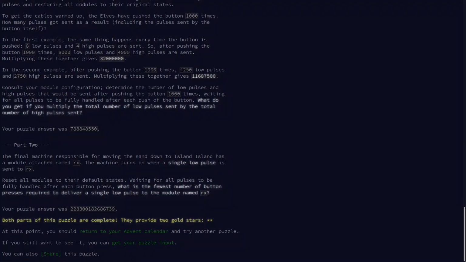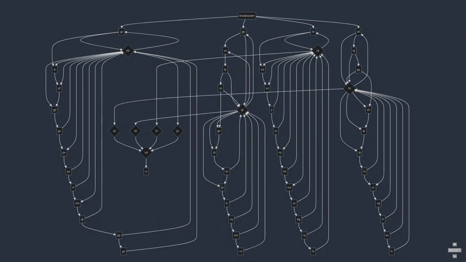Let's visualize the input so we can see if the input has some interesting properties. The final Rx module is connected to a single other module of the conjunction type. The broadcaster sends signals to 4 distinct groups of modules. Each group consists of multiple flip-flop modules and a single conjunction module, which then sends the pulse through a conjunction module with only one input, which behaves like a negation, a NOT gate, and then leads to common conjunction group VD, which sends pulses to Rx.